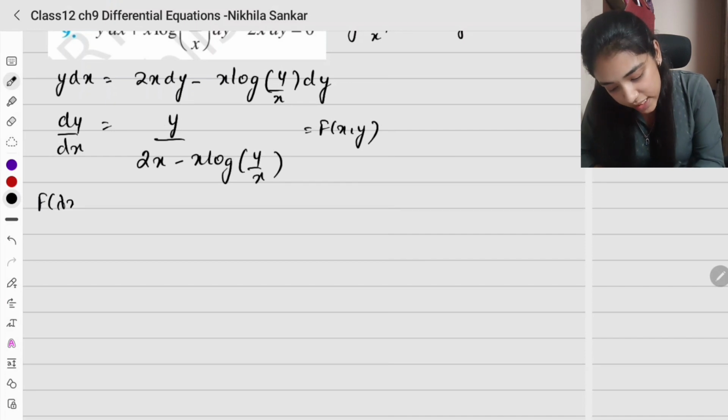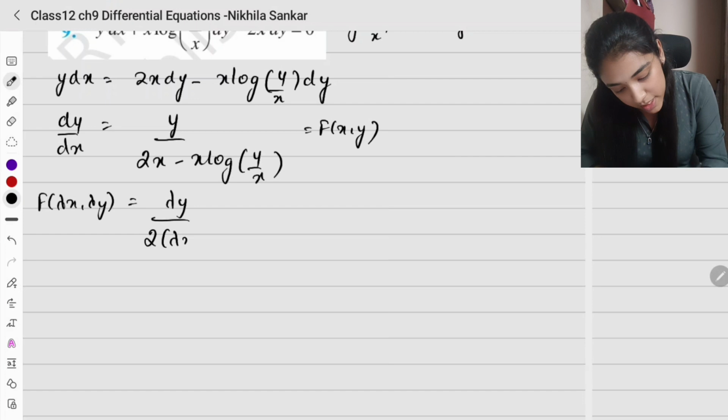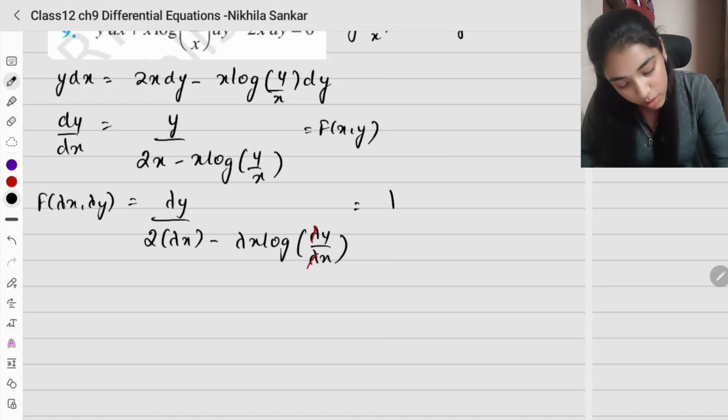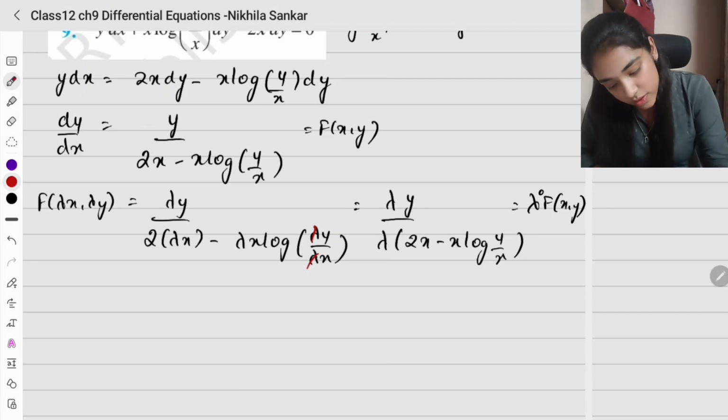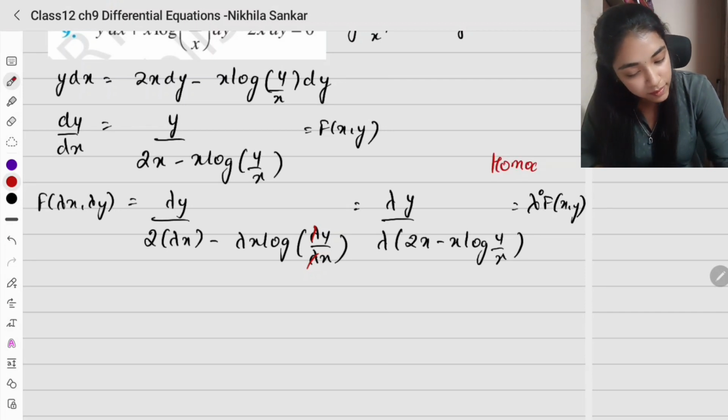Now is it homogeneous or not? Lambda x, lambda y. So lambda y divided by 2 times lambda x minus lambda x log lambda y divided by lambda x. Inside, lambda cancels. Now taking lambda common outside, lambda times y divided by lambda of 2x minus x log y divided by x. So this is lambda power 0 times f of x y. So this is homogeneous.